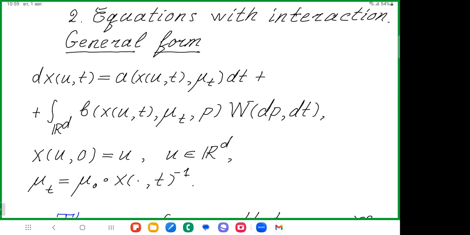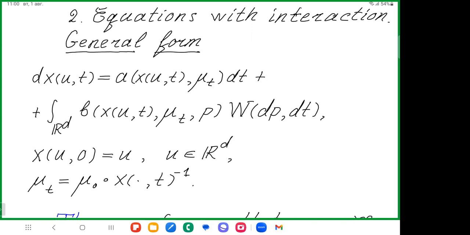Here again, coefficient a reflects the influence of external force and interaction between particles due to the second measure-valued argument mu_t, and coefficient b also includes interaction between particles, and due to the presence of the stochastic integral, it reflects the influence of the random media as we have seen before.